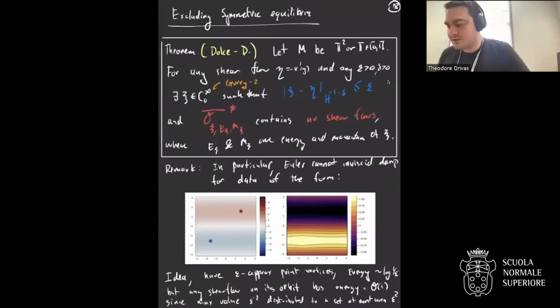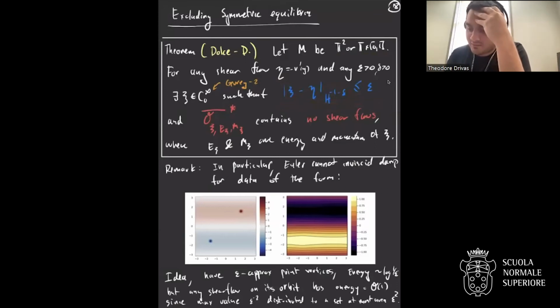But using these considerations, you can rule out convergence to certain types of equilibria. So let's say your domain has symmetry, like the two torus or the channel. Then you can say for any shear flow on that domain, you can find a point which is close to that shear in a suitable topology. So it's essentially a little bit less than the energy. These are vorticities. The energy would be H^-1, so it's a little bit weaker than that. So you're close in that topology.